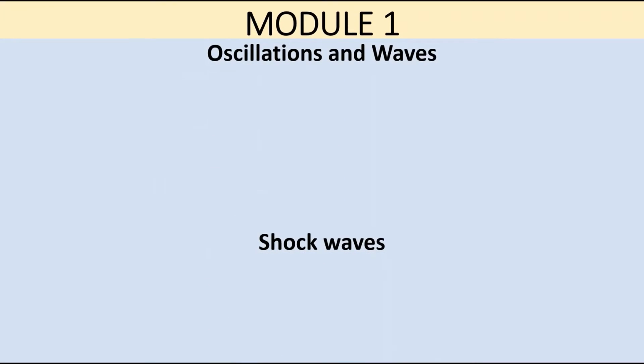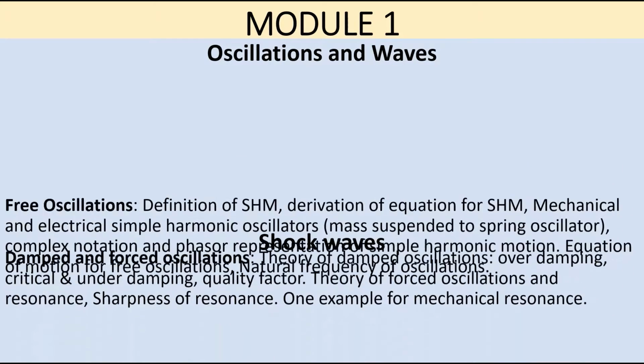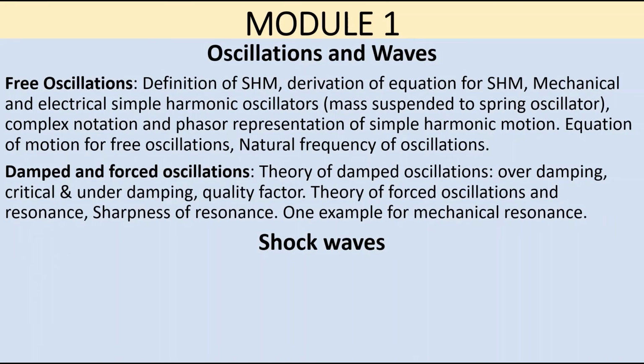In module 1 of engineering physics, we are going to discuss two chapters. One is oscillations and waves and another one is shock waves. So under oscillations and waves, we are going to discuss free oscillations and damped and forced oscillations.